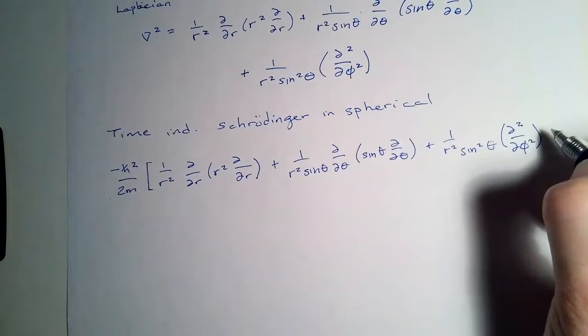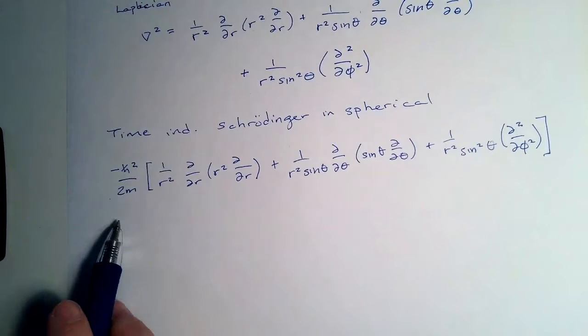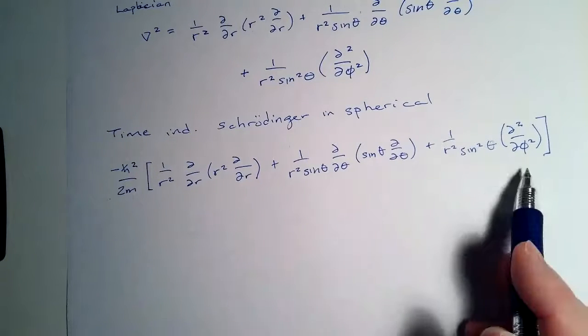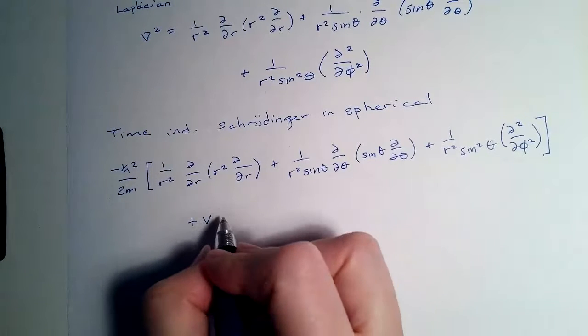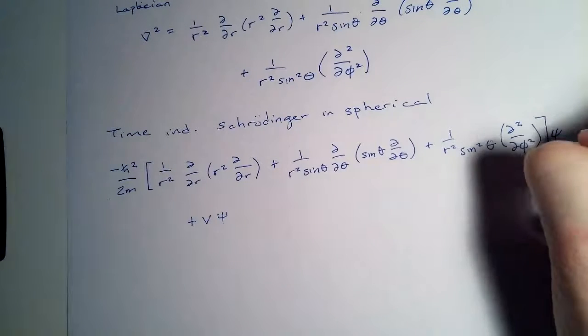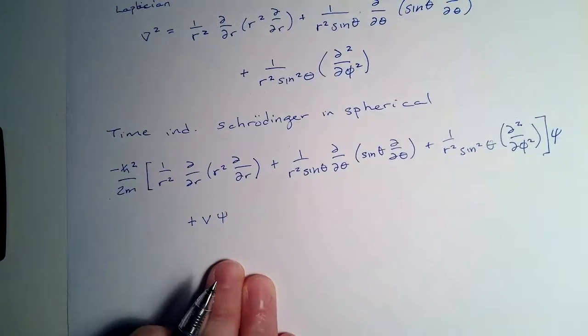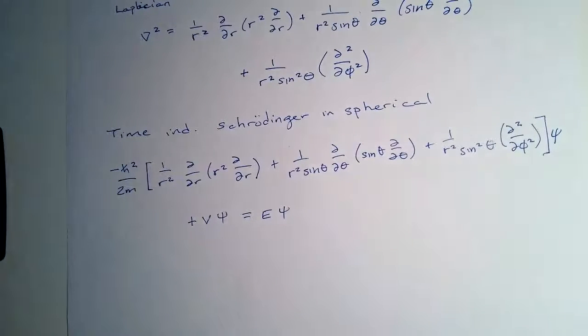Okay, so there's our 3 dimensions. So that is negative h bar squared over 2m, our Laplacian in spherical, that isn't even all of it, plus V, our potential, whatever that may be, times our wave function. So plus V times our wave function, and that should equal energy times our wave function.